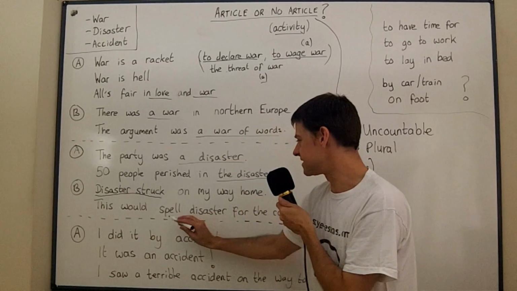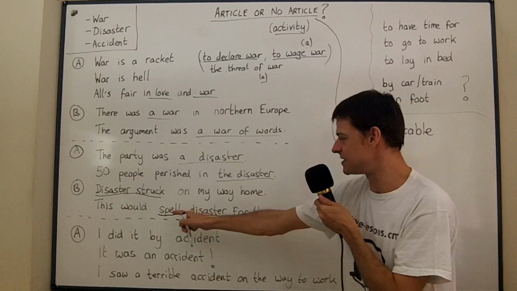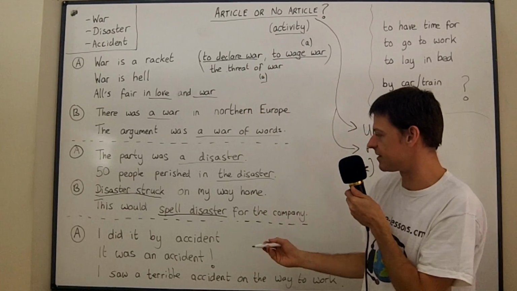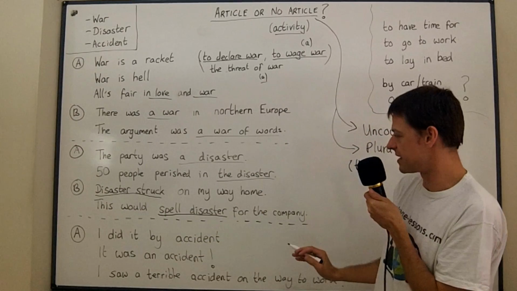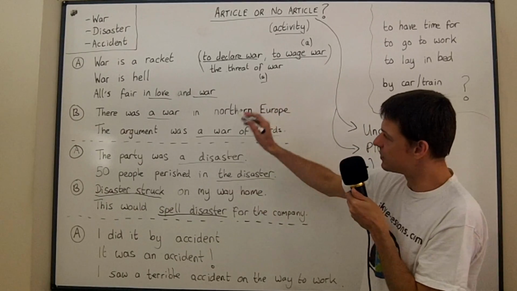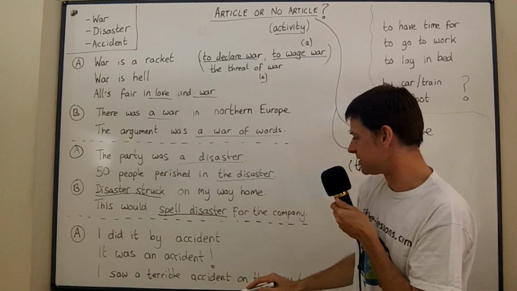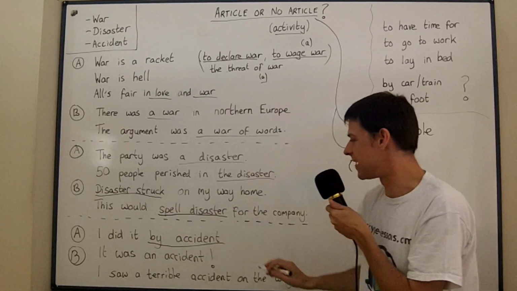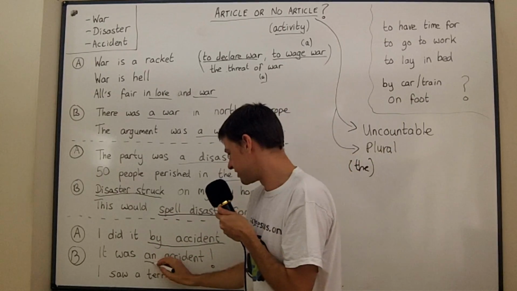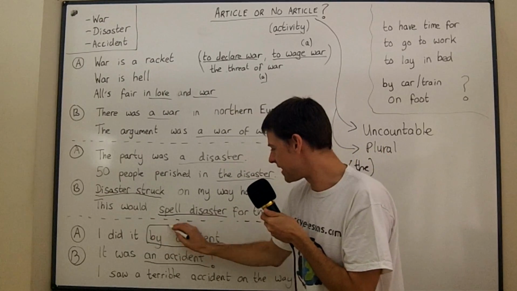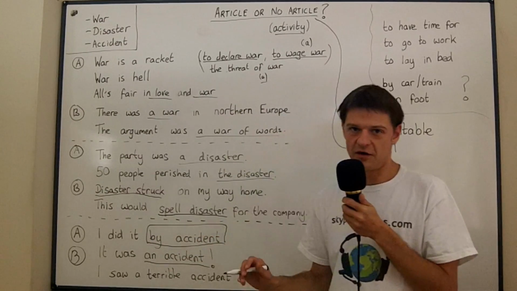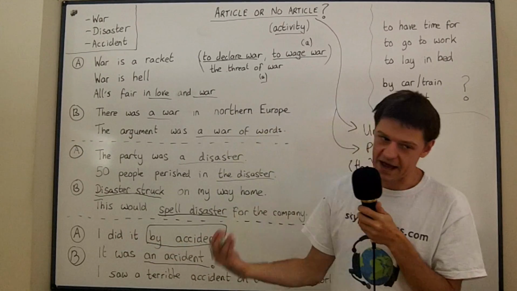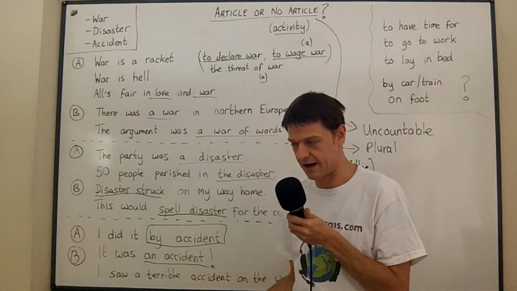You could also say spell disaster, and in this sentence, when something spells disaster, it's always used uncountably. It's like to declare war. It's always uncountable. So this would spell disaster for the company. And if we look at the last example, which is accident, I did it by accident would be uncountable accident, but you could also say it was an accident. And so I hope you can see this by expression is very often without an article, as I'll show you up here. But when you do something by accident, you always use accident in the uncountable sense.